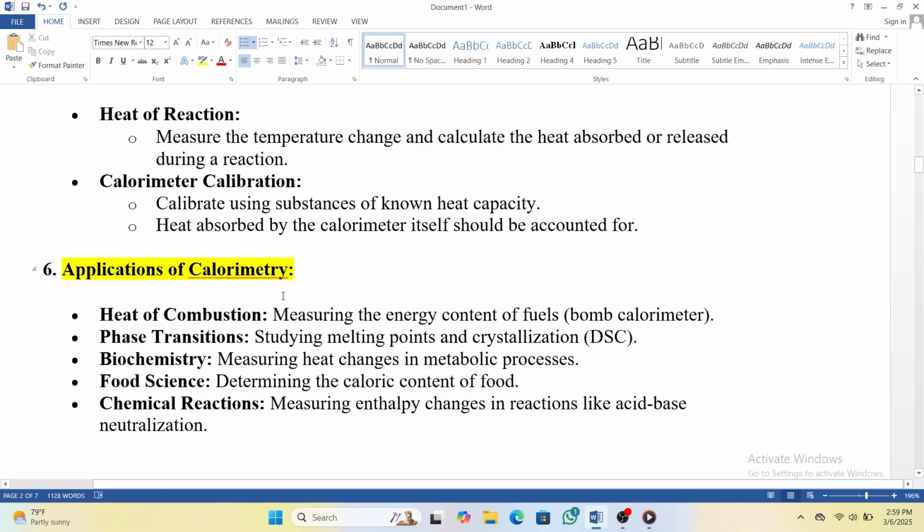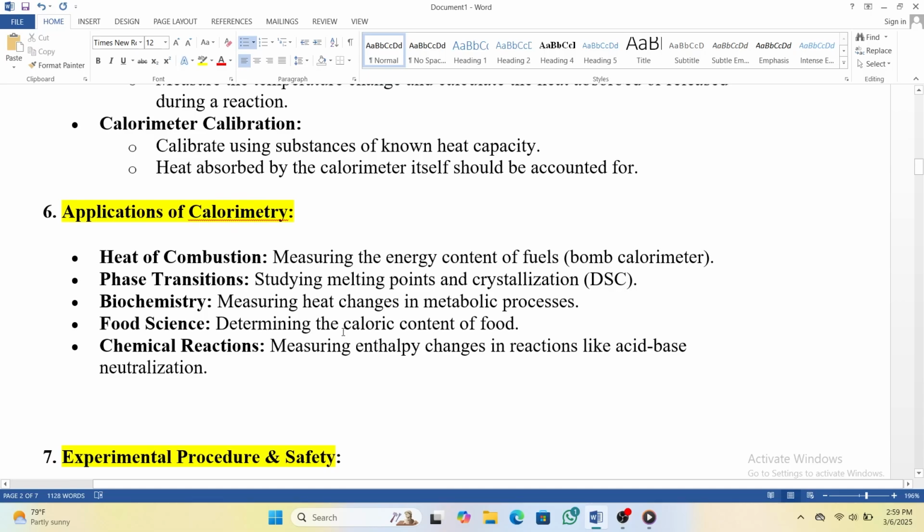6. Applications of calorimetry. Heat of combustion, measuring the energy content of fuels, bomb calorimeter. Phase transitions, studying melting points and crystallization, DSC. Biochemistry, measuring heat changes in metabolic processes. Food science, determining the caloric content of food. Chemical reactions, measuring enthalpy changes in reactions like acid-base neutralization.